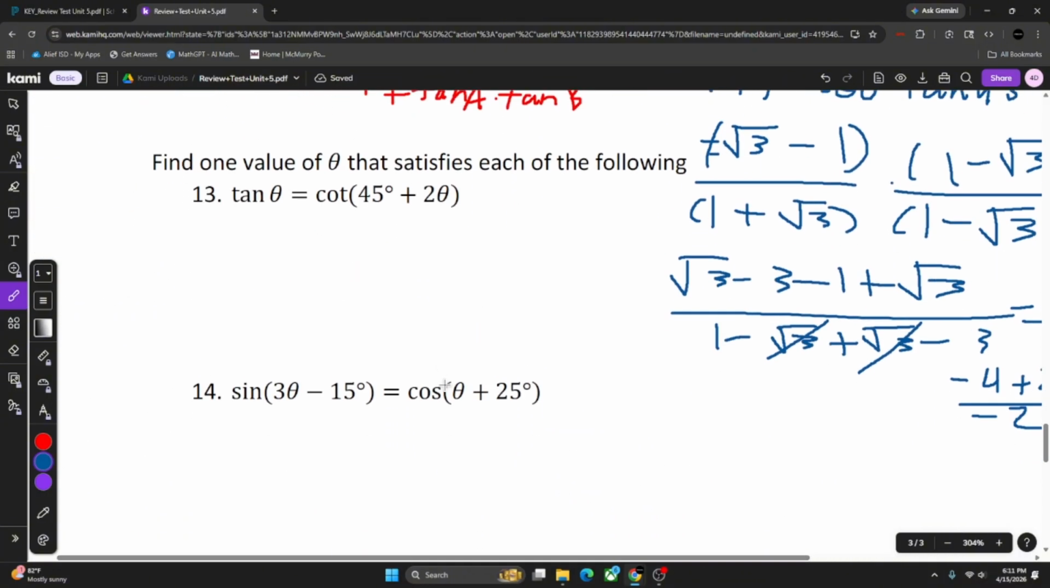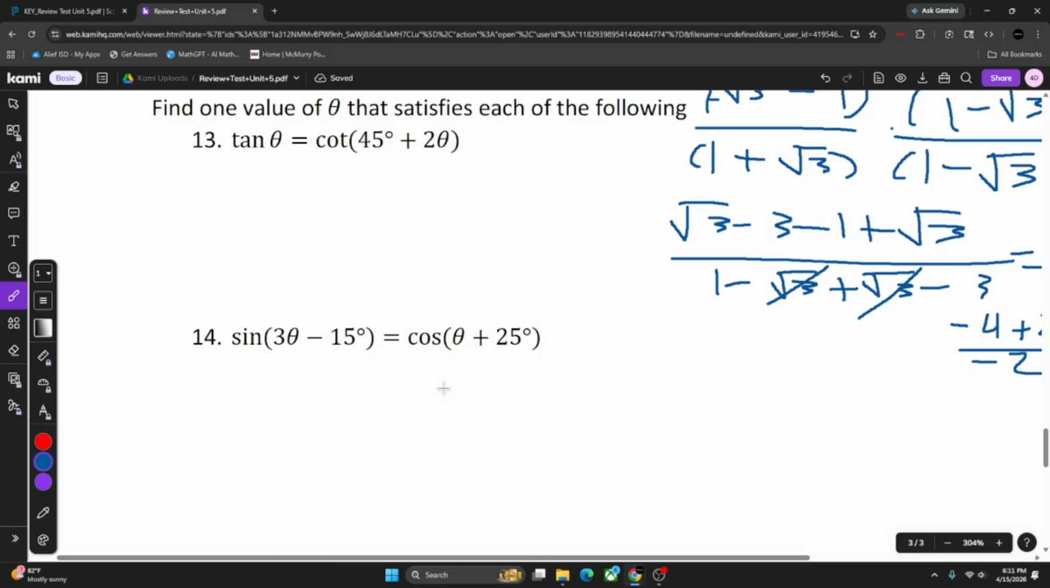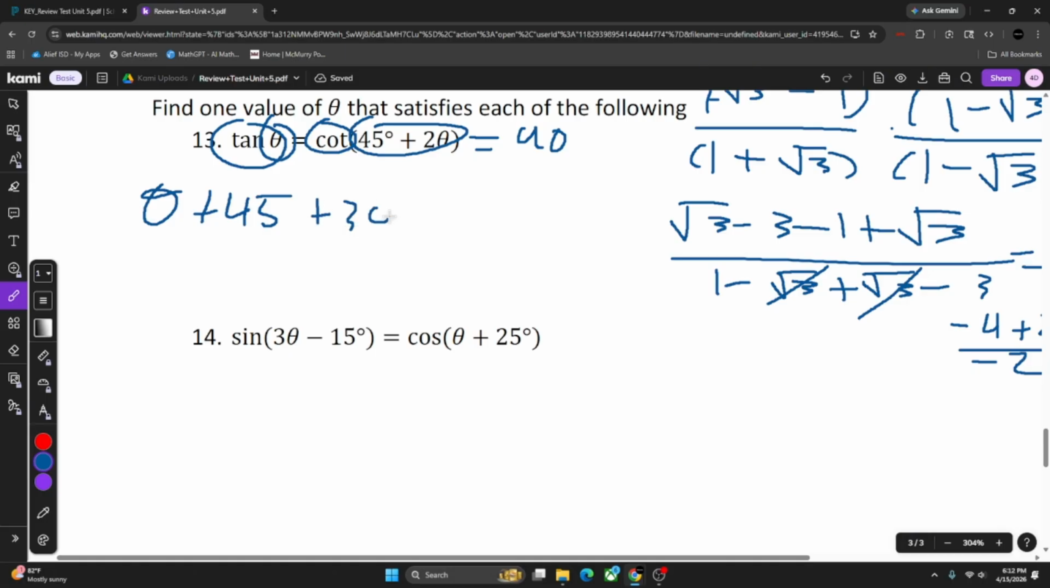So now we get a little bit of a break. This is pretty easy. Since tangent and cotangent are opposites, they equal 90. So this and this equals 90 apparently. I didn't know that. I learned that today. If you didn't know that, then you would have missed this question. You would have been cooked.